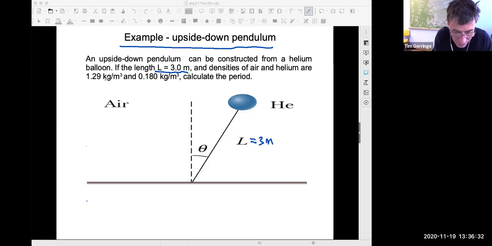And we're told the density of air and helium. So the balloon contains helium, which is a very low density gas, 0.18 kilograms per cubic meter. And it's replacing the air that would have been in this region, which has density much larger by comparison to helium. It's 1.29 kilograms per cubic meter. And from that information alone, we're going to calculate the period of our upside down pendulum made with a Kroger's Happy Birthday helium balloon. So let's do that.